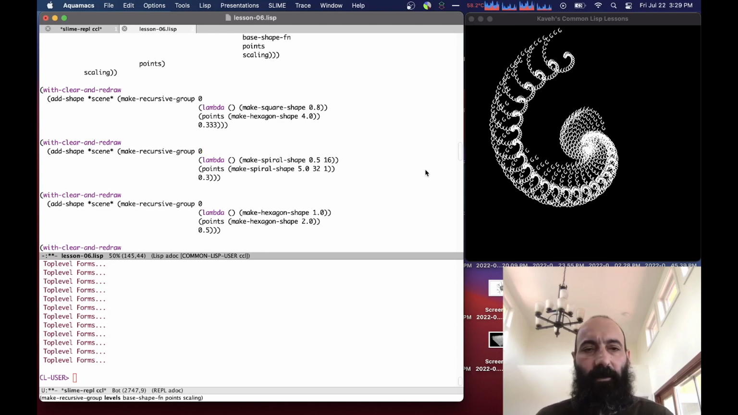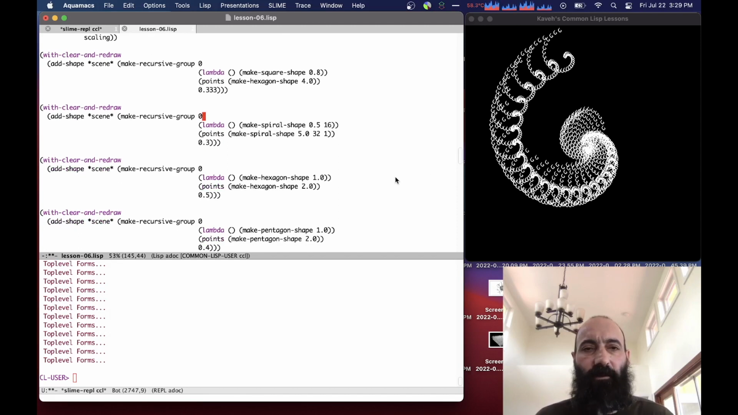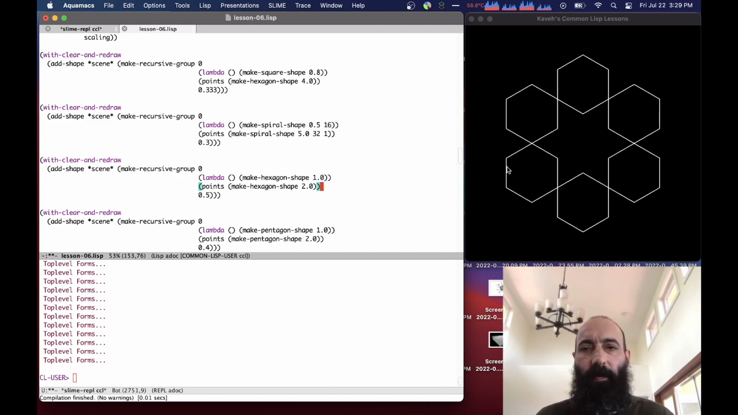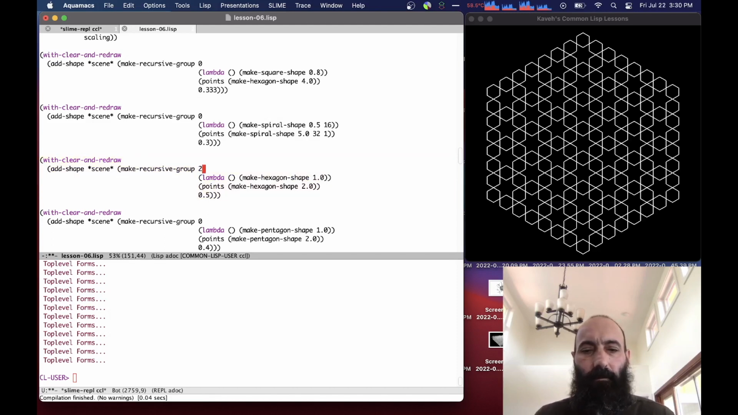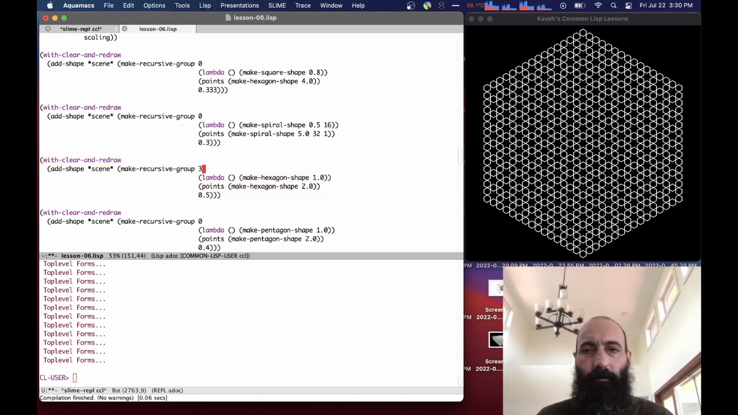And let's try another case here where we put hexagons on hexagons. Before we put squares on hexagons, now let's put hexagons on hexagons and see what that gives us. So this is hexagons touching each other on the points of a larger hexagon. 1 level of recursion starts looking like a mosaic tile. 2 levels of recursion. 3 levels of recursion. So that's kind of cute.